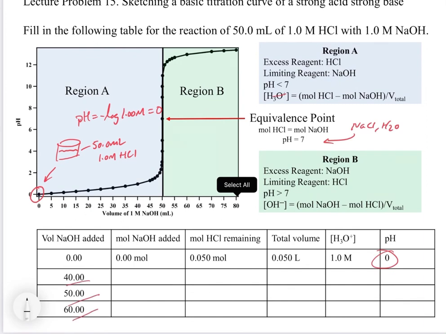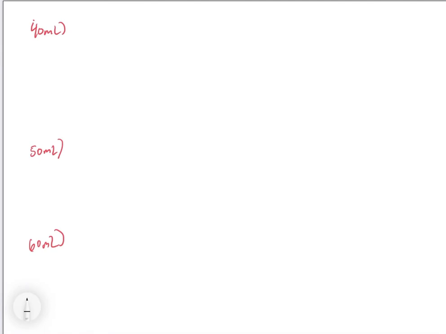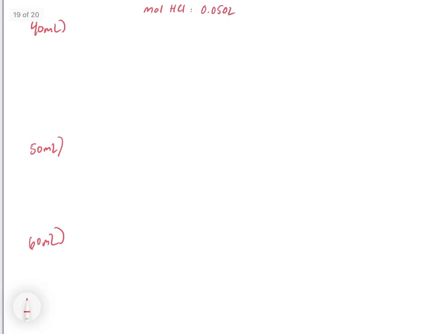Now let's look at the case where we have 40, 50, and 60 mils. We're going to work these out on a clean sheet, and then we can come back and add those values in just a minute. So the first thing we're going to do is figure out how many moles of HCl we have in the solution. And that's not going to change throughout this entire titration, because the 50 mils of the 1 molar is always going to be 50 mils of the 1 molar. What's going to be changing is the number of moles of NaOH that we've added in.